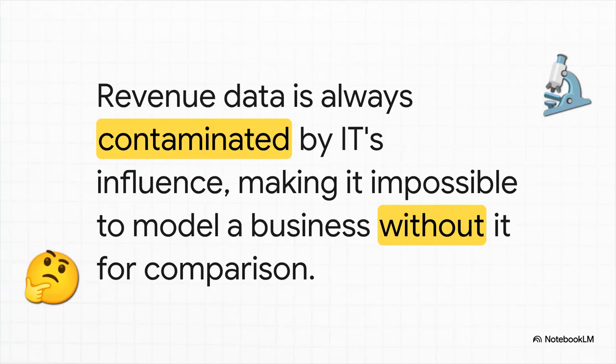Researchers call this the contamination problem. Think about it. Revenue data is always mixed up with IT's influence. Since every company uses tech, you can't just switch it off to see what would happen. A true before and after comparison is basically impossible.